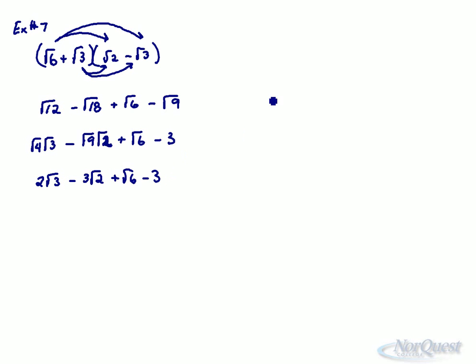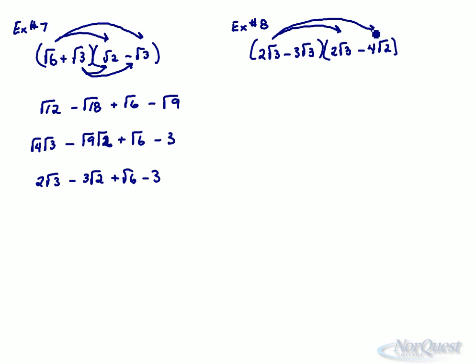Let's put example number 8 beside this. And the only thing I'm going to do different is put a few coefficients in here now. So it's going to be 2 root 3 minus 3 root 3 times 2 root 3 minus 4 root 2. Again, you multiply coefficients, you multiply radicands. These are the ones that tend to get little mistakes on. Be very careful. So 2 times 2 will give you 4, and again, you can write that as 4 root 9.